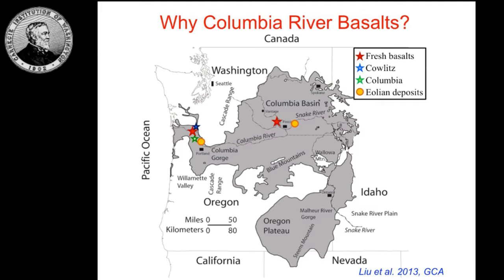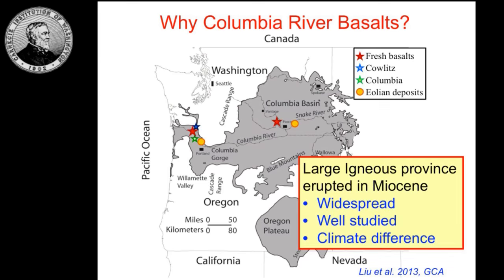The Columbia River basalt system is located in Washington state, Oregon, and a part of Idaho. As you can see, it's a large igneous province, and it erupted about 16 million years ago. The basalt, shown in gray here, is widespread and well studied, so we can look at the weathering because we know its appearance pretty well.